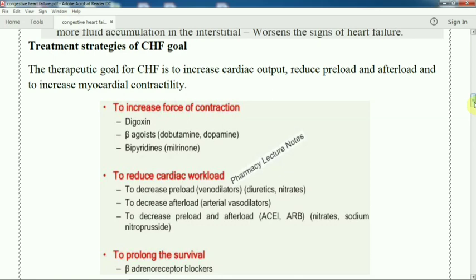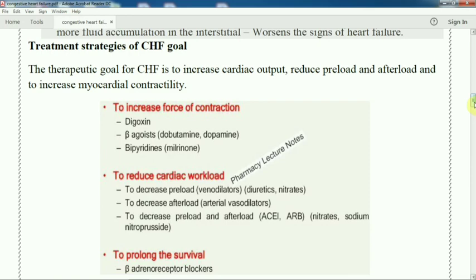What are the different drugs used? Vasodilators, and diuretics, nitrates. These are the drugs used to decrease the preload. To decrease the afterload, arterial vasodilation. To decrease the preload and afterload, angiotensin converting enzyme inhibitors, like nitrate, sodium nitroprusside. To prolong survival, beta adrenoreceptor blockers.